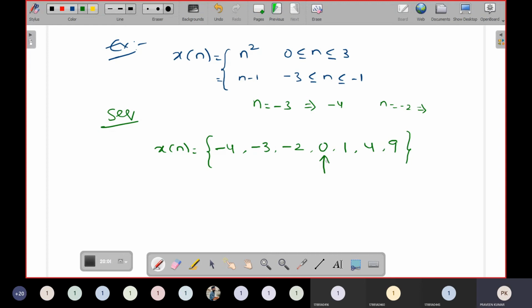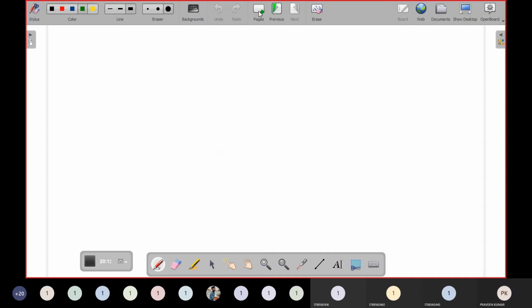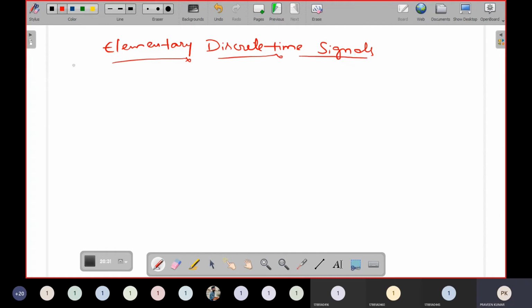Okay. Next one. Some of the basic elementary discrete time signals. This part also you already know. Elementary discrete time signal. We have around 4 to 5 elementary basic discrete time signals.